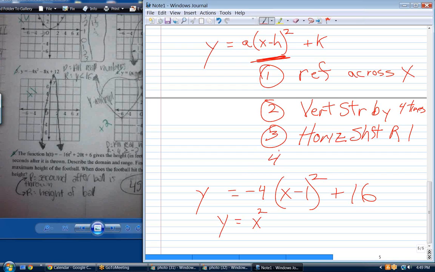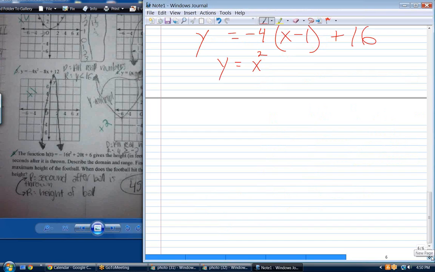And the 4th thing going on in this function is what? The last thing. What's that plus 16 do? Okay, we need to go over all these. That's a vertical shift plus up 16. Okay. Let's go over every transformation.